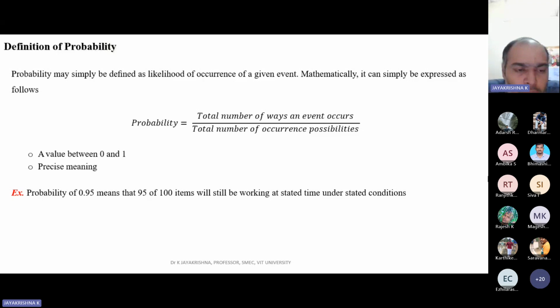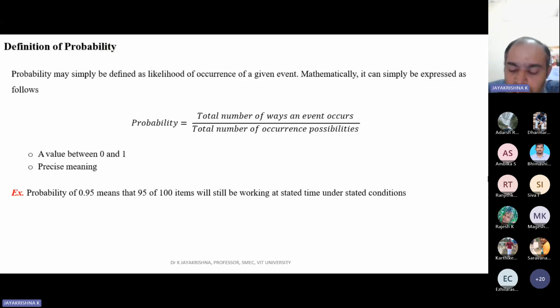For example, a probability of 0.95 means, if you have 100 items, 95% of the items are performing very well, and only 5% are not. Out of 100 items, if you get a probability of 0.95, that means you have a failure of how many items? 5%, or 5 items. So that is what is called probability.